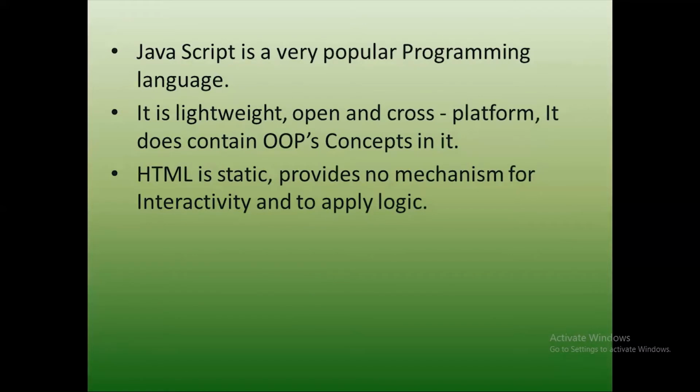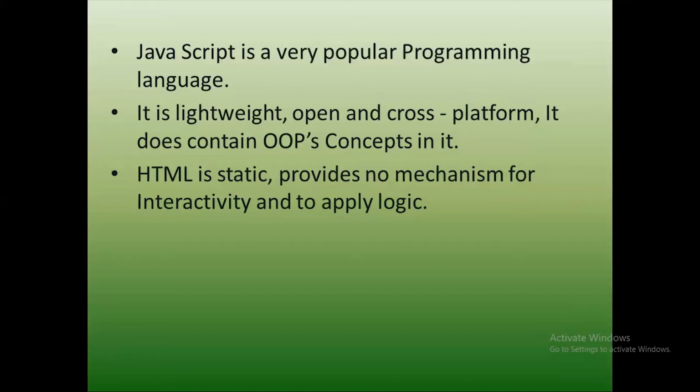Some of the features which have made JavaScript popular are that it is lightweight, open and cross-platform, so that it can be used across various platforms. It also contains OOPS concepts. Unlike Java and C#, the other languages which are also based on OOPS concepts, JavaScript also uses OOPS concepts, and how it uses them we are going to see. OOPS is based on objects, and it is an object-oriented programming language.